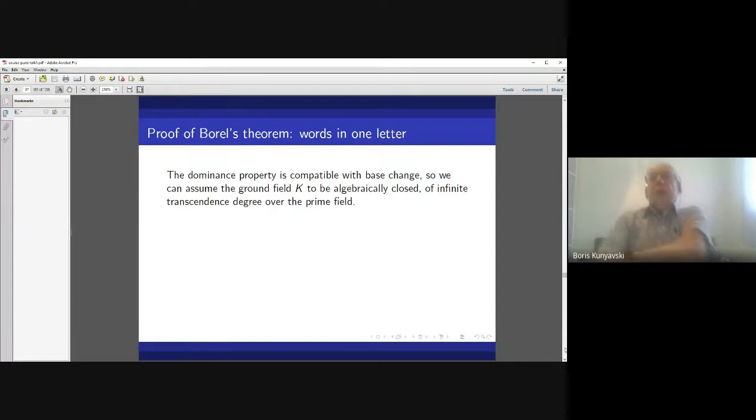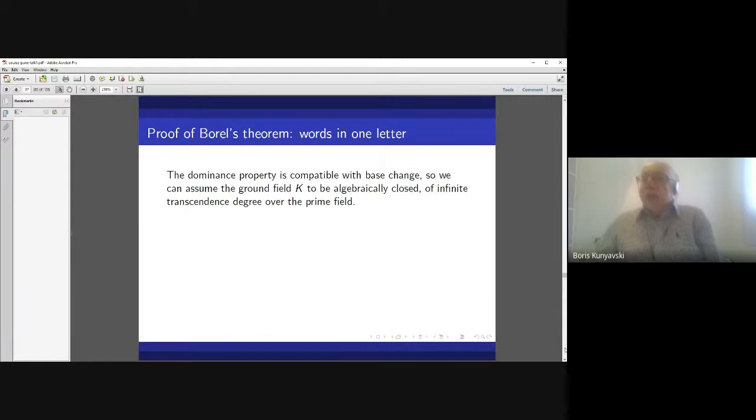The next observation is not completely trivial, but it's a basic fact from algebraic geometry, that the dominance property is compatible with base change. You can find the proof in good textbooks on algebraic geometry, but unfortunately not in every textbook, but it is known. So what do I mean by compatible? In precise terms, this means that if you have two algebraic varieties and a morphism between them, which is dominant over the ground field, then it is dominant after you extend your ground field to some overfield, and vice versa.